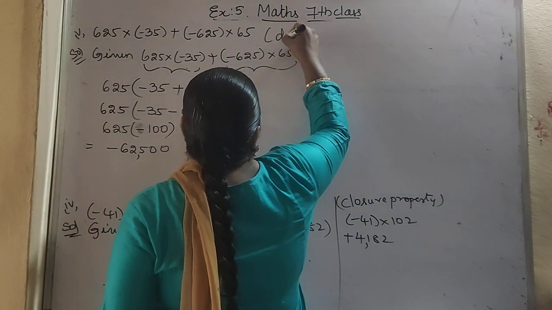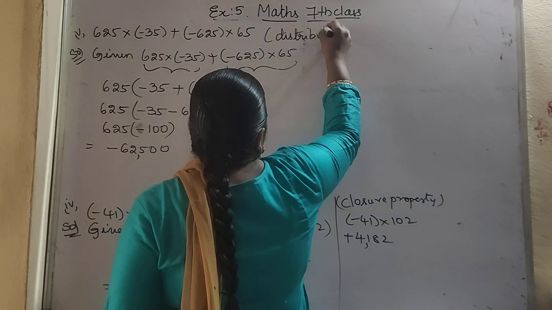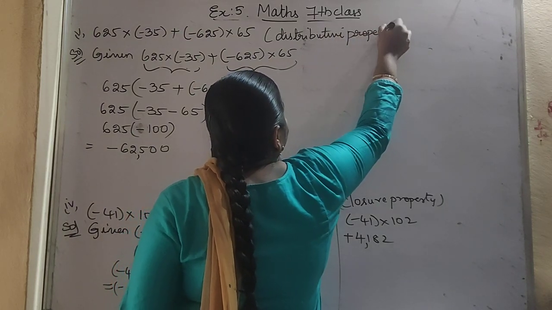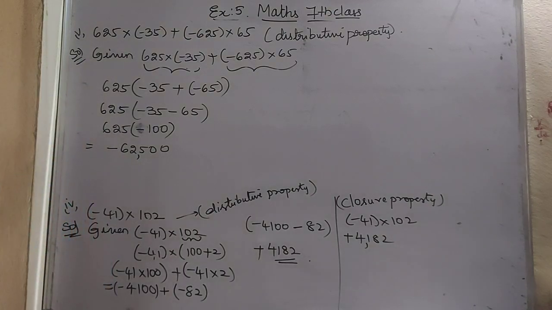So by using which property? Distributive property. Okay, so this is our fifth question.